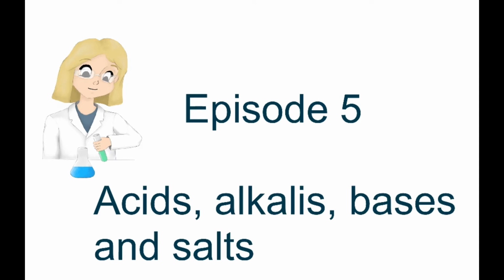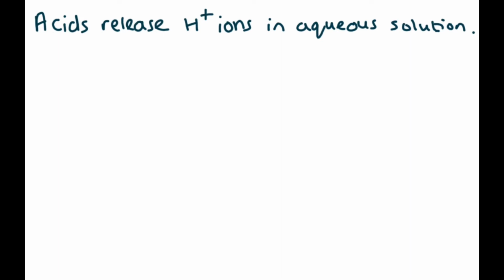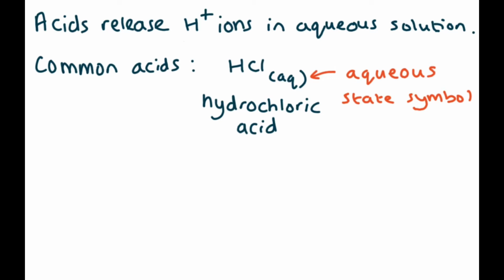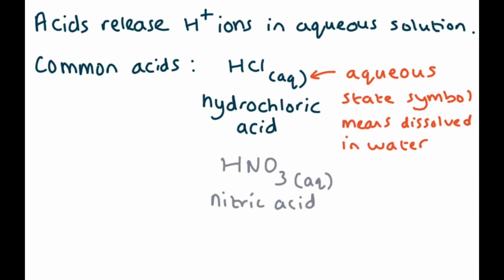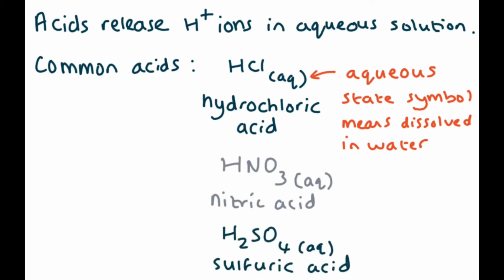So let's go in alphabetical order and start with acids. Acids release hydrogen ions in aqueous solution, and the most common acids that you need to know the formula for are hydrochloric acid, and the state symbol for acids is always aqueous, which means dissolved in water. So we've got the formula for hydrochloric acid, the formula for nitric acid, and the formula for sulfuric acid. They're the 3 most common acids. You need to know the name and the formula.